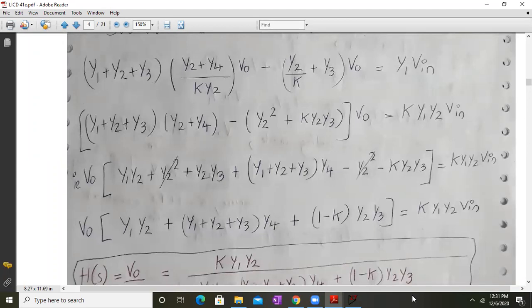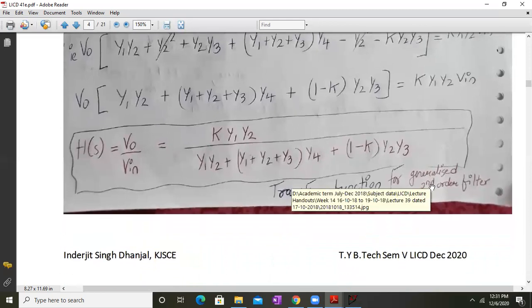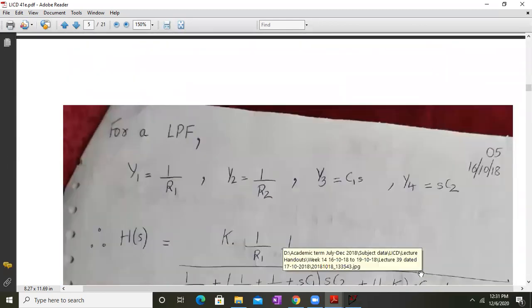I am not reading out everything. If you solve it patiently, it will hardly take 2 minutes. So please solve it, and finally you will get the transfer function for the generalized second order filter: H of S equal to K times Y1 Y2 divided by Y1 Y2 plus (Y1 plus Y2) into Y3 plus Y4 plus (1 minus K) times Y2 Y3. So this is the generalized transfer function for a second order filter.